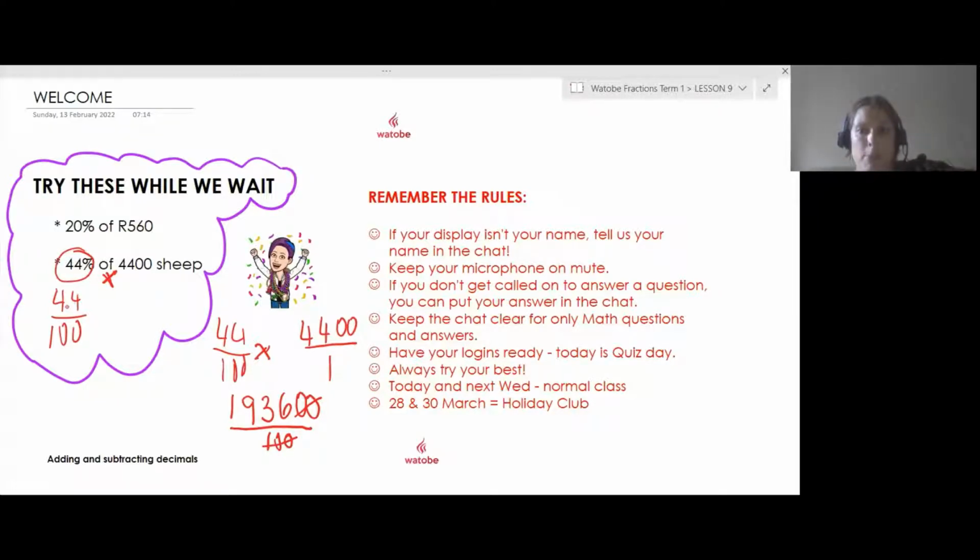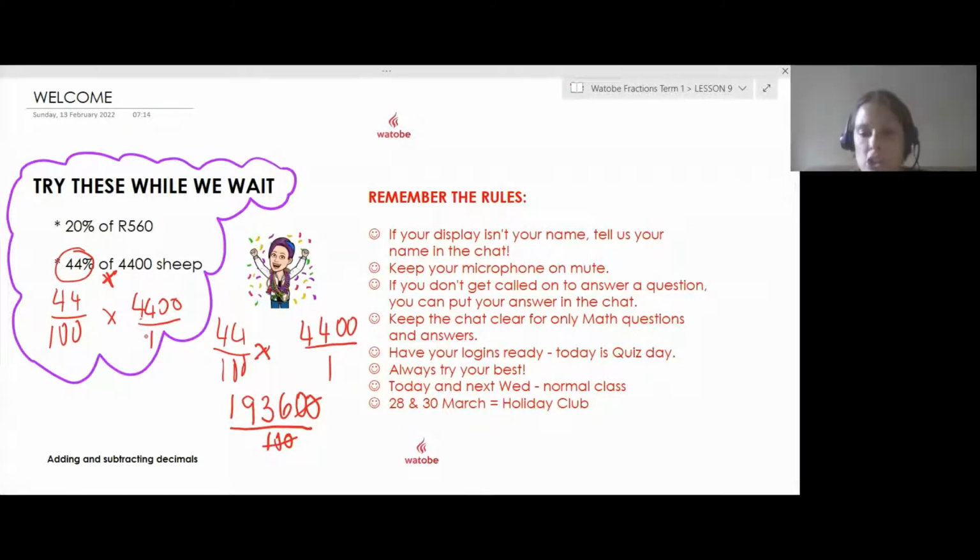Okay, all right, Popelo, enough. So what I'm going to do is multiply 44 over 100 times the number of sheep I've got. And if you're not sure on how to do this, we have covered this a few lessons ago.